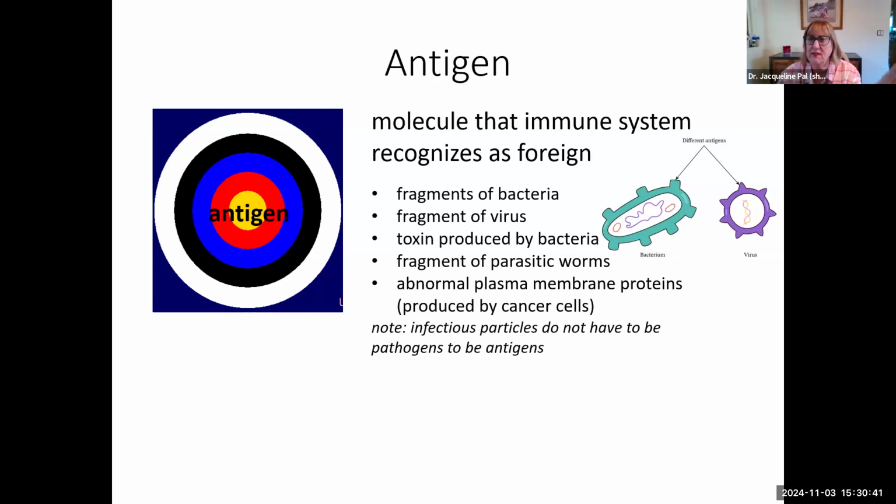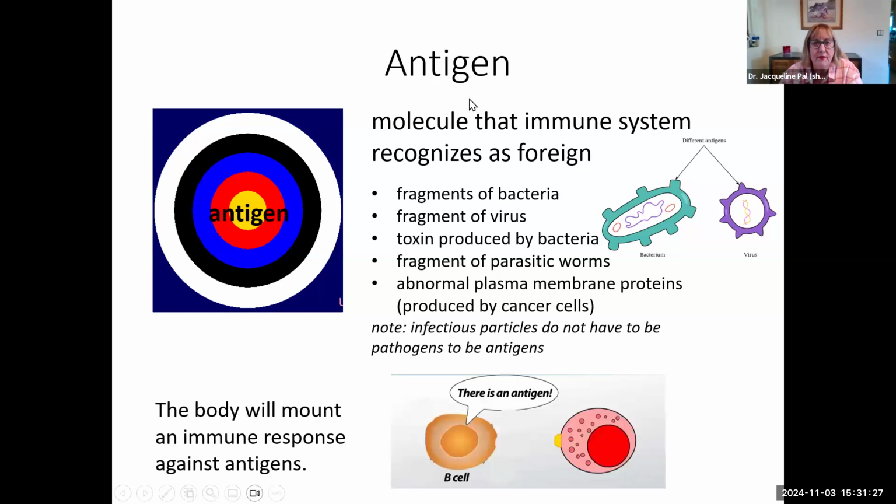Remember when I talked about bacteria producing exotoxins? So it could be a toxin produced by a bacteria that could be the antigen, or it could be a fragment of one of those parasitic worms. In addition, it could just be an abnormal plasma membrane protein, such as we see in our cancer cells. Now, even though I was talking about pathogens when I was talking about gonorrhea and syphilis and COVID and malaria, these infectious particles don't have to be pathogens in order to be antigens. So just keep that in the back of your mind, but realize that we usually mention pathogens.